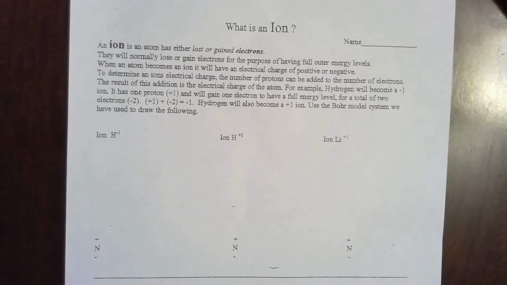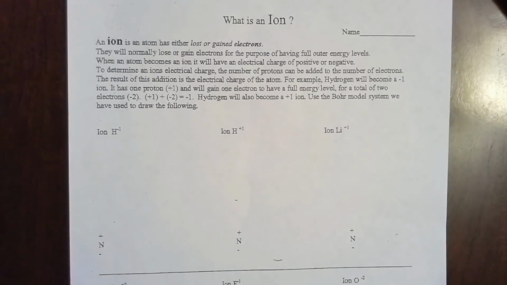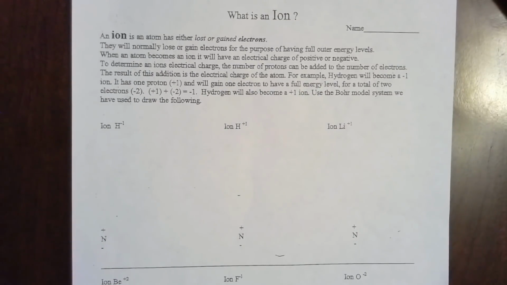So what I'm going to do is walk you through how to draw a Bohr model of an ion. Now, just a reminder that an ion is an atom that has either lost or gained electrons. As we go through and draw these Bohr models, the only thing that's going to be changing are the electrons. The protons and the neutrons will stay the same. And the whole point of this exchange of electrons is so that the atoms look like a noble gas. So each of our drawings will resemble a noble gas at the end.